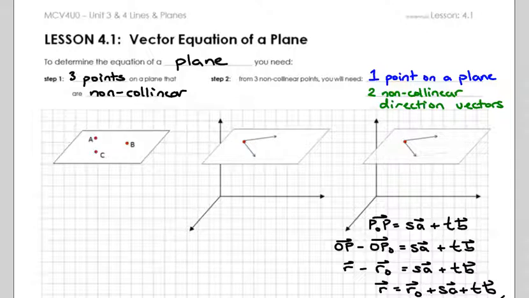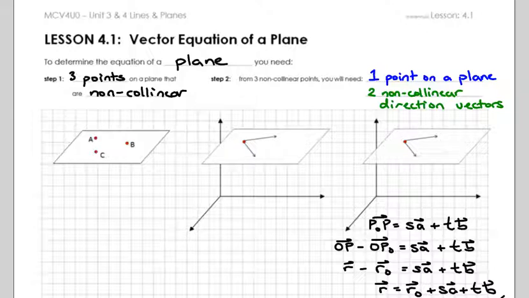Lesson 4.1 is on the vector equation of a plane, and it looks pretty much the same as the vector equation of a line, but just a little bit longer. So let me show you how we create it. On the left-hand side, you'll see a diagram of a plane with 3 points. A plane is a two-dimensional flat surface that we can then write in a three-dimensional space.